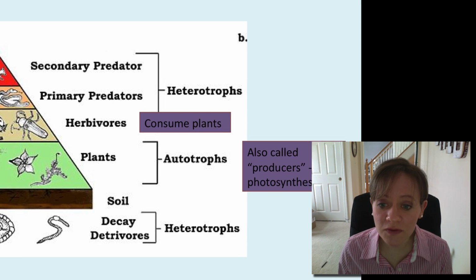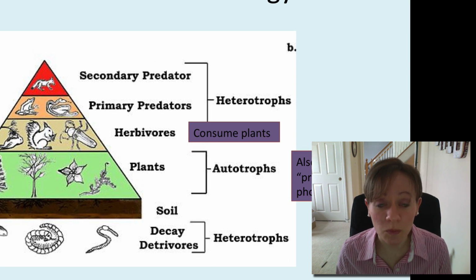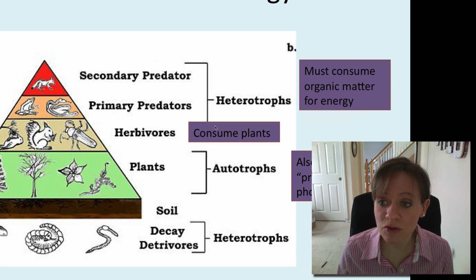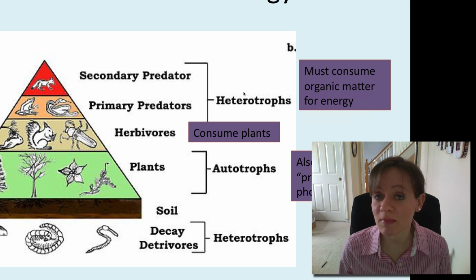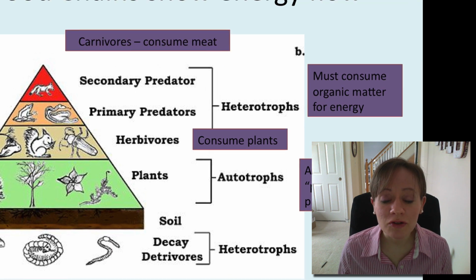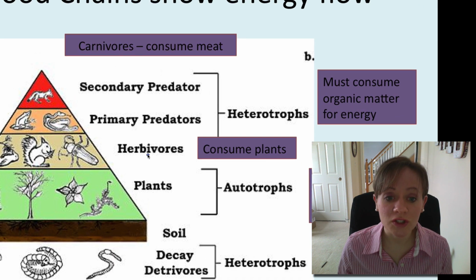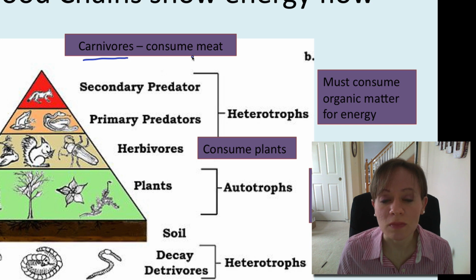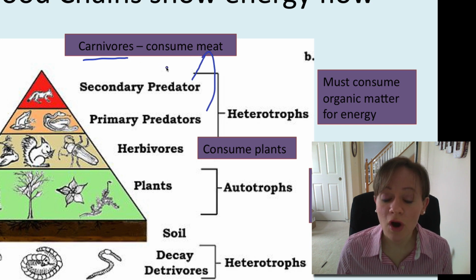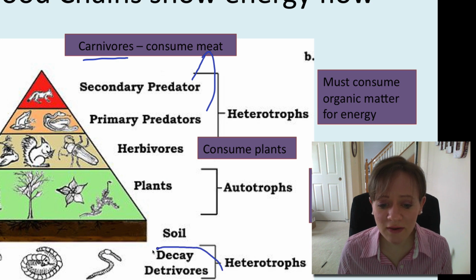Well, heterotrophs are going to consume autotrophs. Specifically, herbivores are going to directly consume plants. Now, other heterotrophs, remember heterotrophs just means that they must actually consume organic matter for energy. They cannot make their own food like autotrophs can. And another type of heterotroph besides herbivore is called a carnivore, and carnivores consume meat. So this is your secondary predator, your primary predator. Those are carnivores.